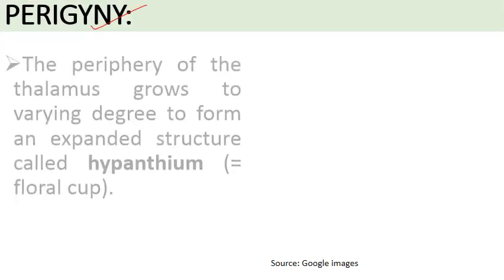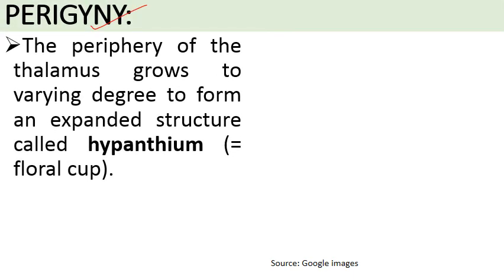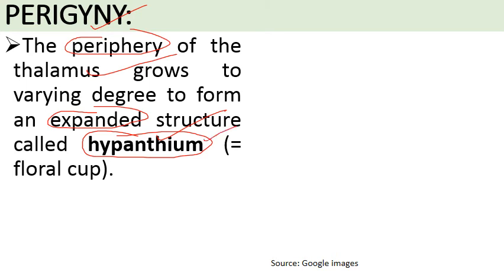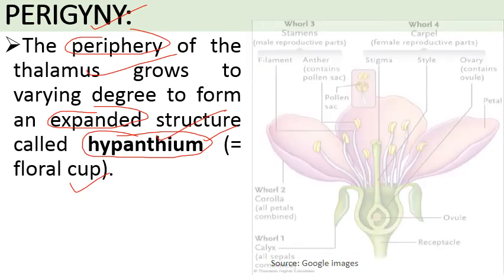Next comes perigyny. In this condition, the floral organs arise from the peripheral region of the thalamus. So the periphery of the thalamus grows into varying degrees of forms, to form an expanded structure called hypanthium. जो thalamus है वो एक expanded structure बनाता है, that may be cup-like, disc-like structure, जिसे hypanthium कहा जाता है. और जो floral organs है, they arise from the edges of this hypanthium. And this type of flower is said to be perigynous flower.